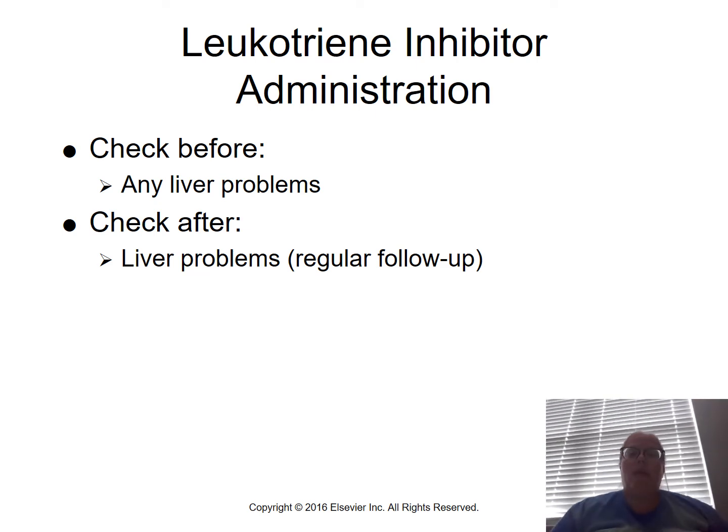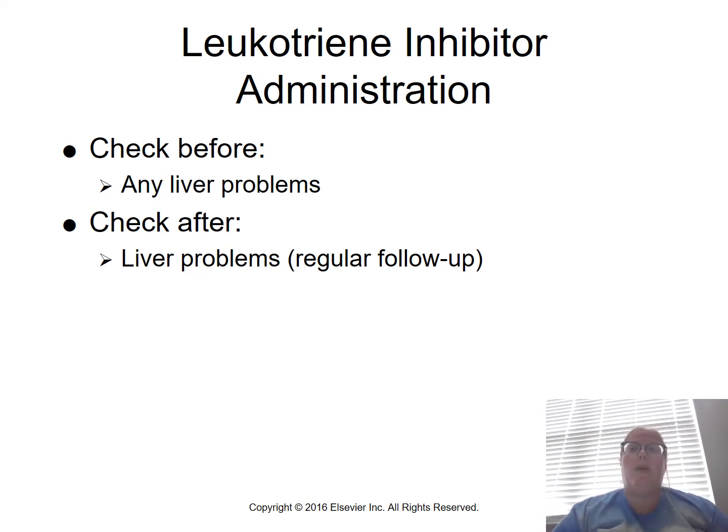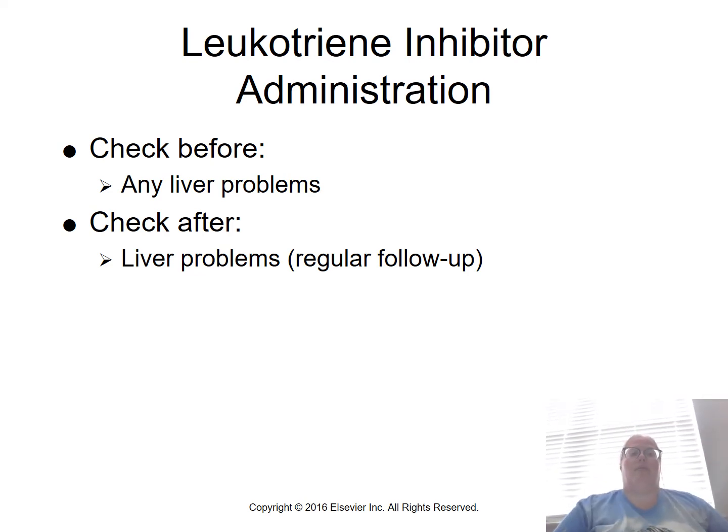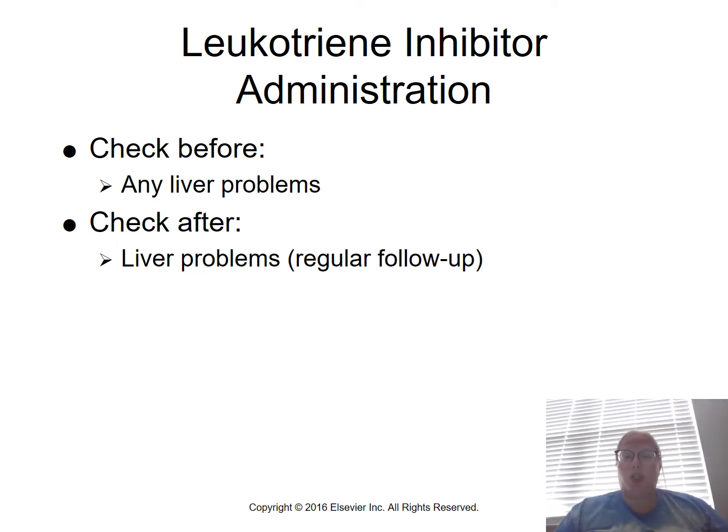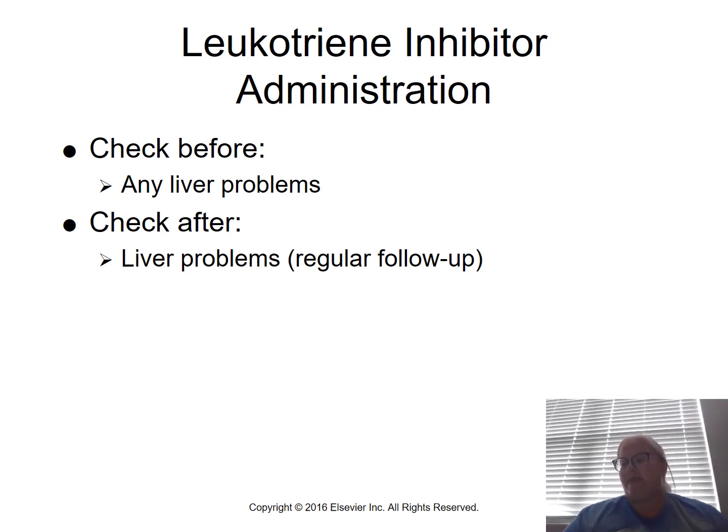So when we administer a leukotriene inhibitor, we want to make sure to see if your patient has any liver problems. So what signs and symptoms may the patient exhibit that would indicate that they potentially have liver problems? Well, things like jaundice, tenderness in the right upper quadrant, nausea, and fatigue, although those are pretty nonspecific symptoms for a lot of things.